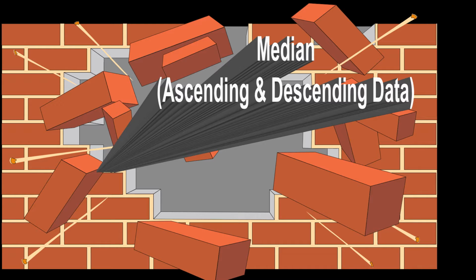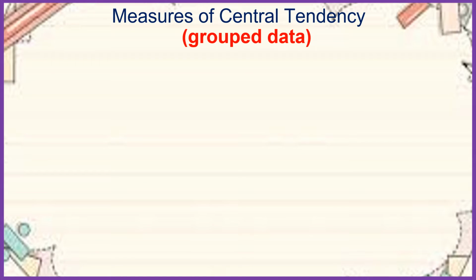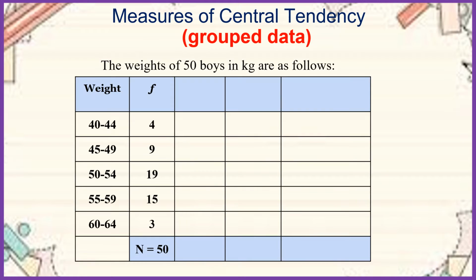Hello everyone, in today's video we are going to talk about the median of ascending and descending group data. So let us have this example. The weights of 50 boys in kilogram are as follows. So we have the table for the weight as well as its corresponding frequency, and our n is equal to 50.